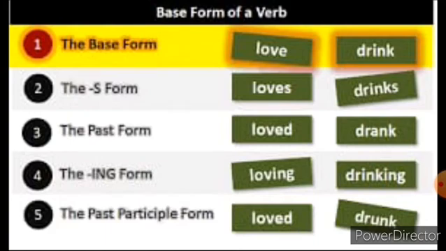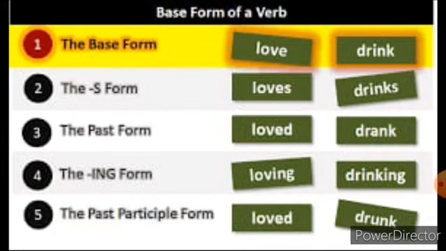And the fourth one is the ing form. What is the base form here? Love is the base form. Then if you add ing, it will change to loving, L-O-V-I-N-G, loving. Then look at the next, that is the fifth, the past participle form. It is also the same. You have to add d. This is the third form, that is the V3 form. The base form is love, and the past participle form, that is V3 form, is loved. So this is the base form of a verb, children.